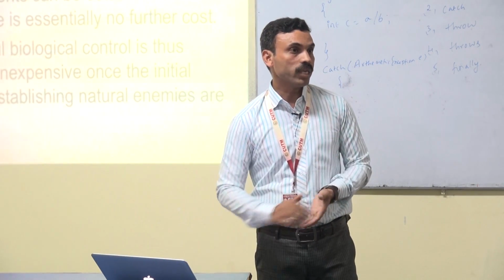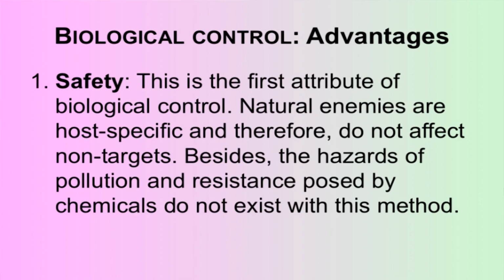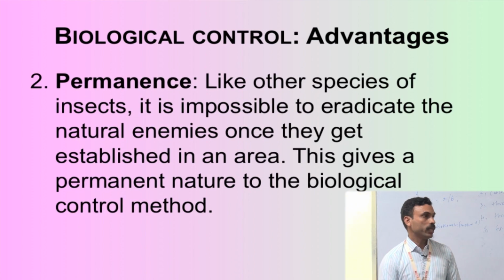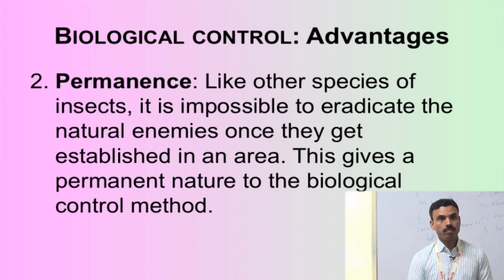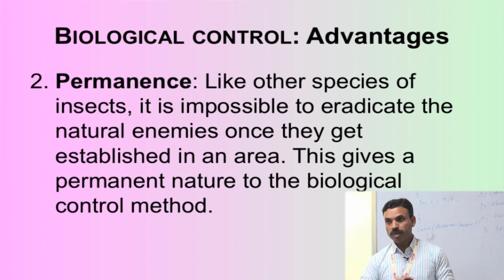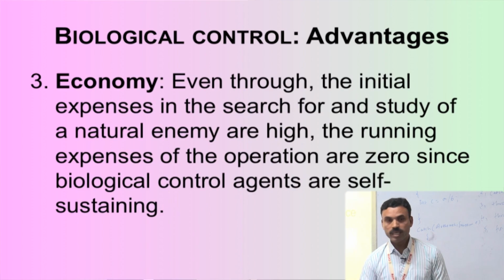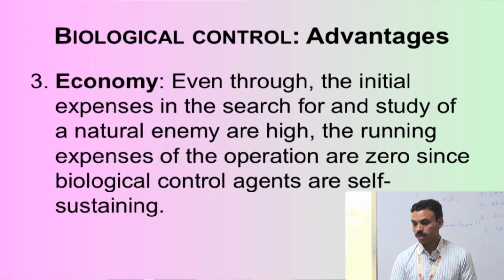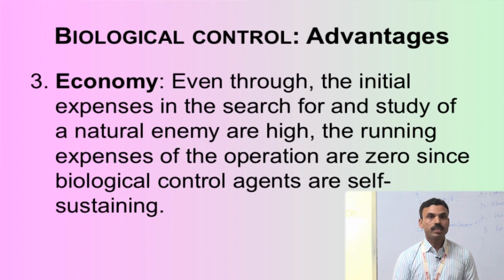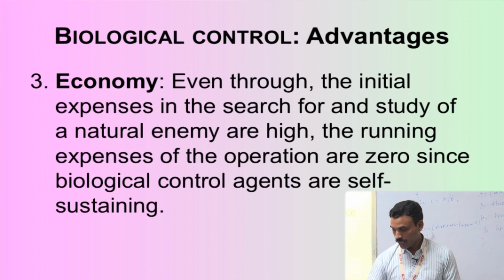Summarizing the advantages, the first attribute is safety. The hazards of pollution and resistance posed by chemicals do not exist with this method of control. Second is permanence. Once the biological control is established, it will remain for a long period of time without the intervention of other control methods. The third is economy. As we just said, the initial expenses will be more, but once it is successful, no cost is involved in its regulation.